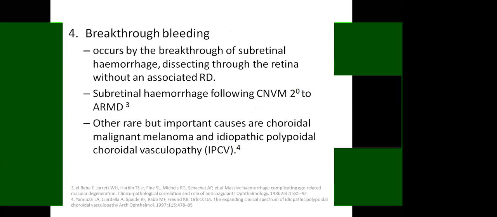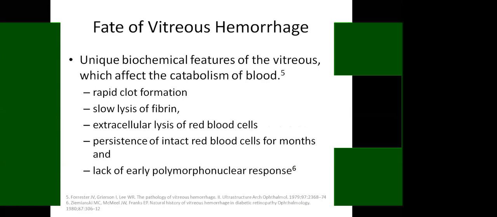Then the fourth pathogenic mechanism is breakthrough bleeding, which can occur when there's subretinal hemorrhage and then the blood tracks through the retina without the presence of a retinal break. So anything that can cause subretinal hemorrhage can result in breakthrough bleeding. Examples are choroidal neovascular membranes, which occur in ARMD, and other rare causes like tumors or IPCV. Basically, causes of subretinal hemorrhage can lead to breakthrough bleeding, which can then manifest as a vitreous hemorrhage.